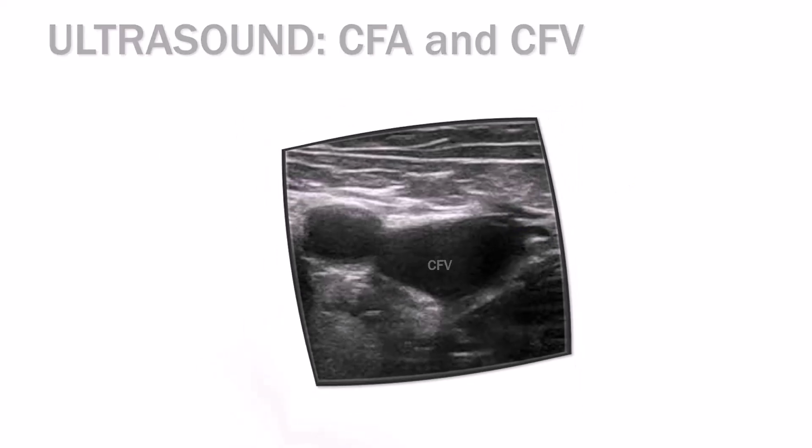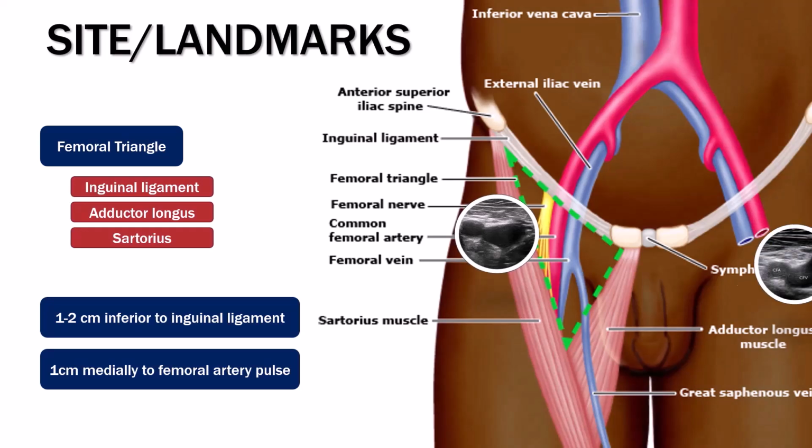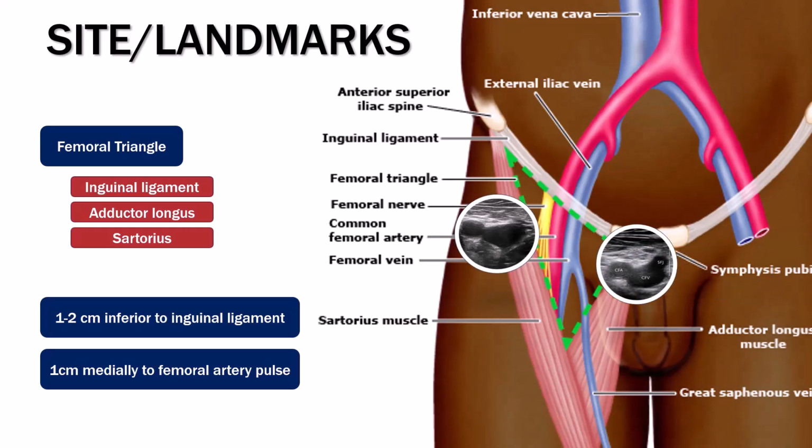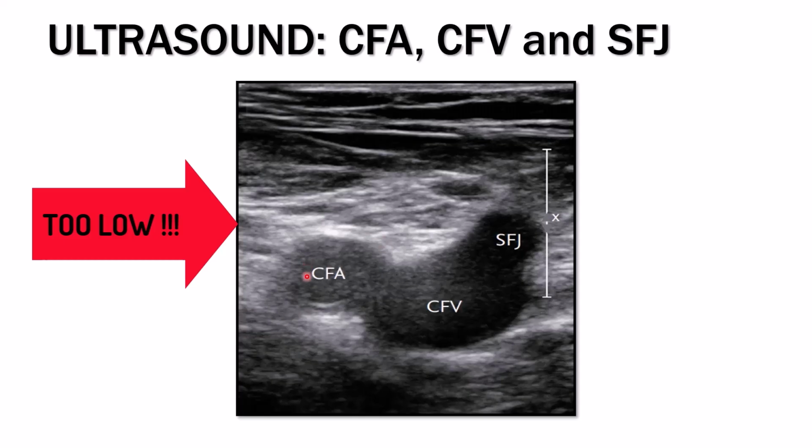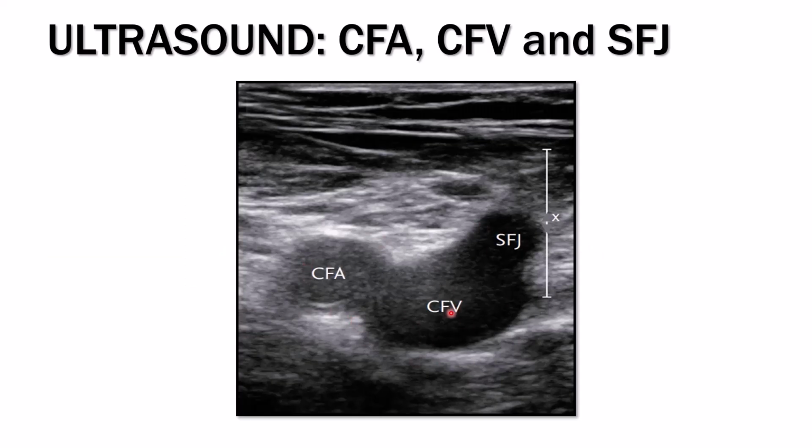Now let's inadvertently go too low for an insertion site, and unfortunately we would see this image. This is referred to as Mickey Mouse sign. Here we can identify the common femoral artery, the common femoral vein, but in addition we can identify the saphenous femoral junction. Now let's discuss patient positioning.